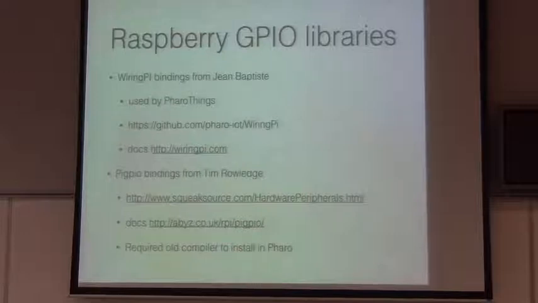And for Raspberry Pi, we have a few options to control GPIO pins. One is the WiringPi library. There were already bindings for Pharo, which were built by Jean-Baptiste, and now it is migrated to GitHub. There is also the option to use the PiGPIO library, which was done by Tim Rowledge. But to use it from Pharo, you will need to switch to the old compiler.